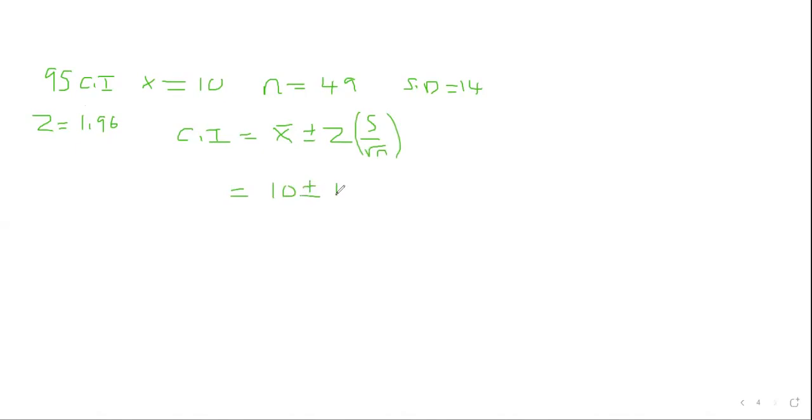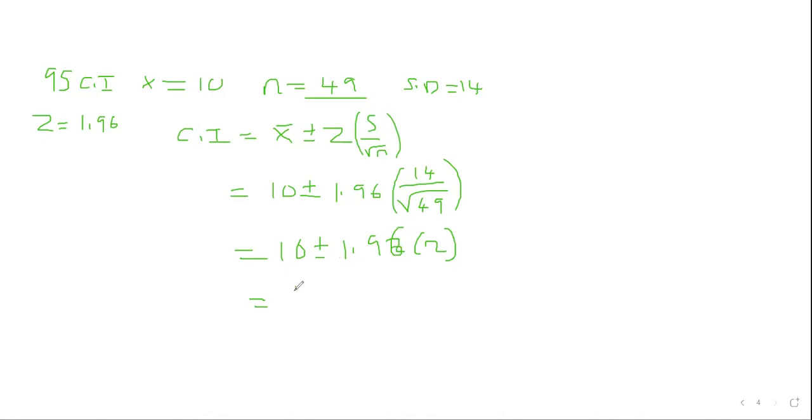Our mean is 10. Here put 1.96. Why are we using Z? Because the sample size is more than 30. So square root of 49. And our standard deviation here is 14. Square root of 49 is 7. And the 7, we divide it into the 14. We get a 2. So we'll apply that 2. We're going to get our 3.92.